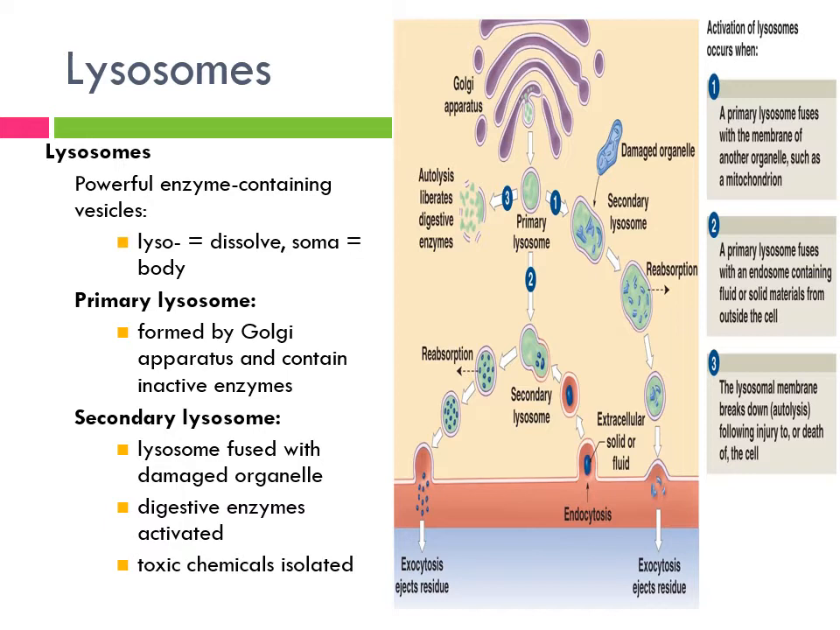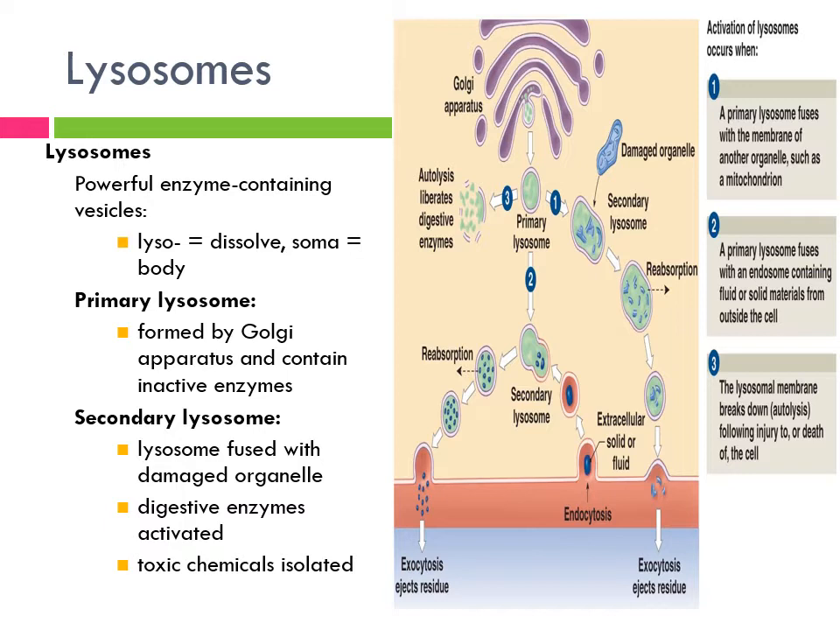Lysosomes are enzyme-containing vesicles. Lyso means to dissolve, soma is the body. So lysosomes have powerful enzymes that can dissolve other organisms or can actually rupture and dissolve an entire cell. A primary lysosome is formed by the Golgi apparatus and contains inactive enzymes. So a primary lysosome is inactive. A secondary lysosome is when a primary lysosome fuses with a damaged organelle or a bacterium or something that has entered the cell and doesn't belong there.